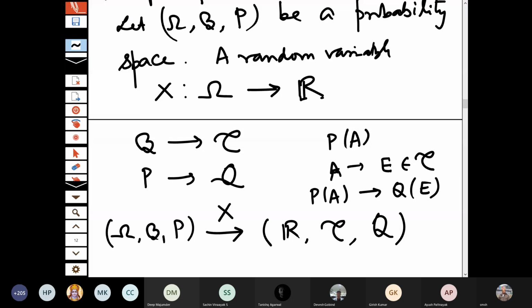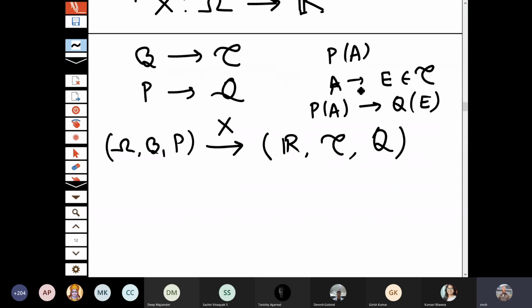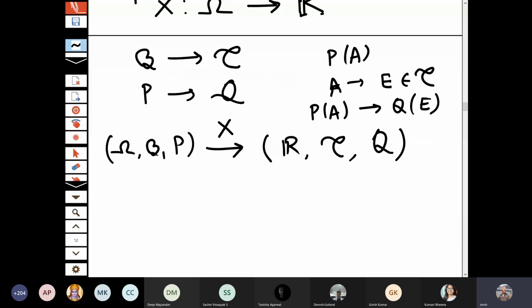Sir, what does this C and Q signify over here? Yeah, so I'll just tell you. Let us look at a very simple example.